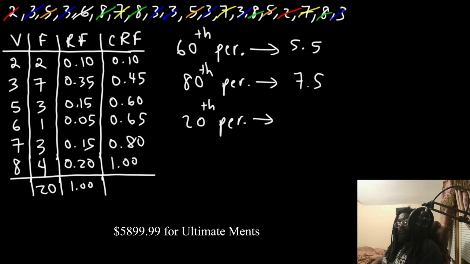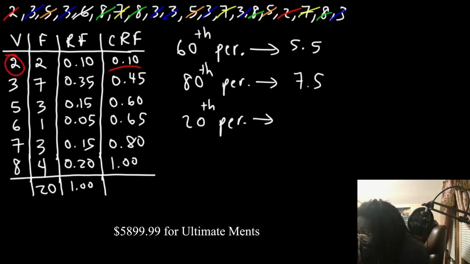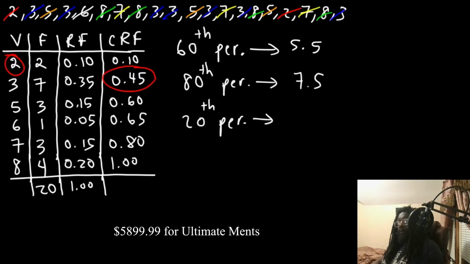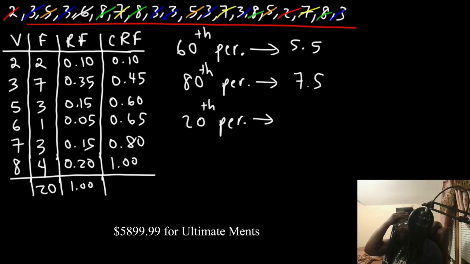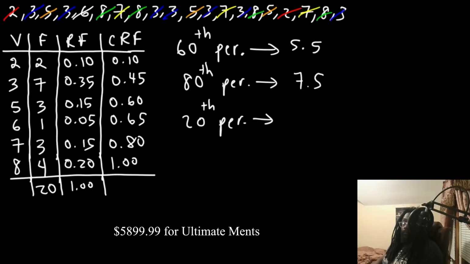It's important to understand that after 0.10, you're going to exceed the value of 2. You're going to go into the 3s. And after 0.45, you're going to move from the 3s to the 5s. So the 20th percentile, because it's more than 2 but less than 3, it's going to be 3. There's no numbers in between here if you look at the data that we have. So the 20th percentile is going to fall in this number.